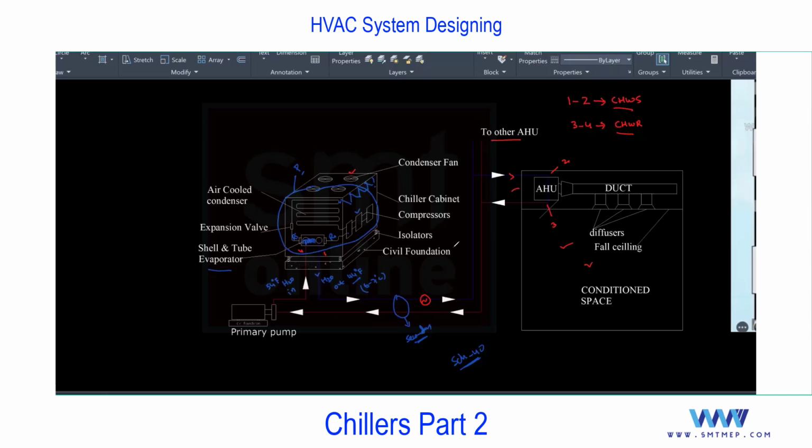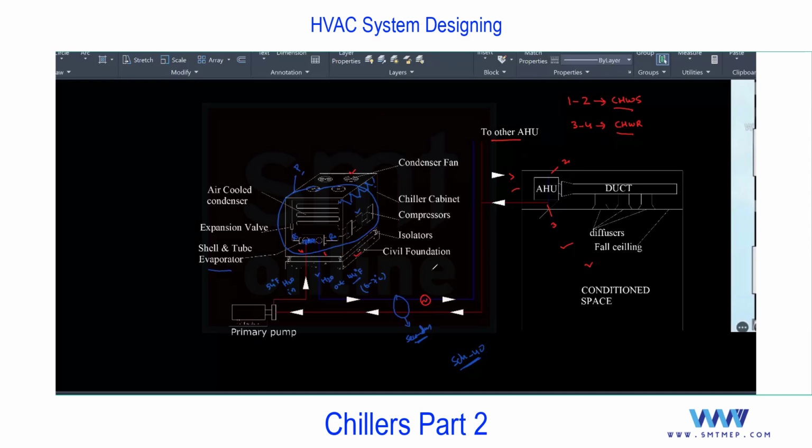Yeah, apart from this, you see this civil foundation, nothing but a base, is required to construct, and the dimension of this base you can find out from the shop drawing. And shop drawing means, at the time of construction, at the time of installation. So the actual dimension of this foundation you can find out from the catalog of the manufacturer, and the same will be followed in the shop drawing. Based on this, we'll construct.